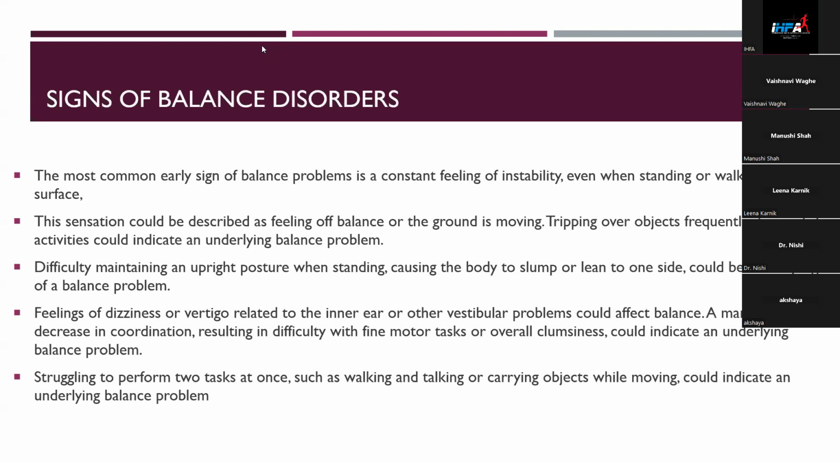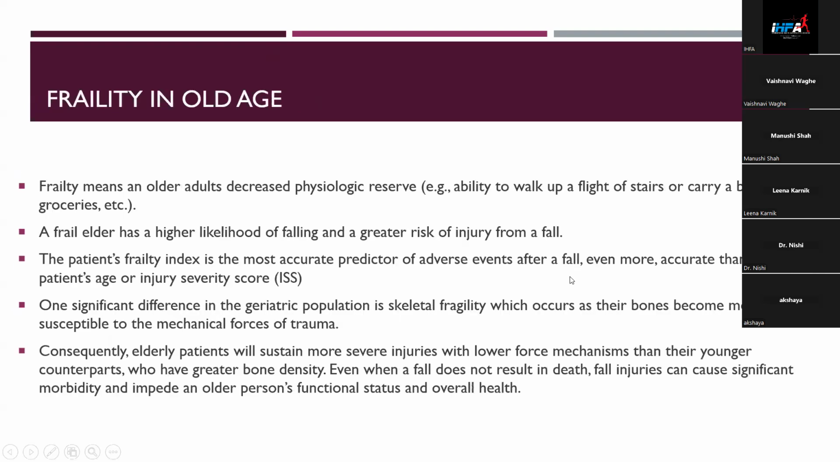Everyone understood? The signs, what history you have to specifically ask, and what things can be missing from us or the patient is not telling us. Clear with falls and balance? How do you check? How do you see? How do you ask history? Which are the factors? Which are the different systems which can be affected to cause balance problems and fall problems?